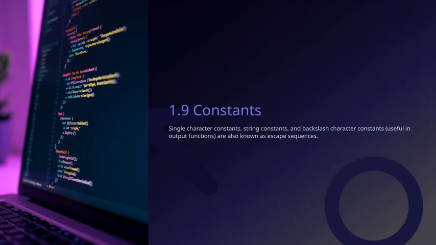Let's talk about constants in programming, specifically on slide 11. When we refer to constants, we're talking about fixed values that don't change during program execution. This includes single character constants, string constants, and backslash character constants. These backslash sequences are particularly useful in output functions because they help us format output in specific ways. For example, escape sequences are used to insert special characters like newlines or tabs into strings. They're called escape sequences because the backslash escapes from the normal flow and introduces a special character.